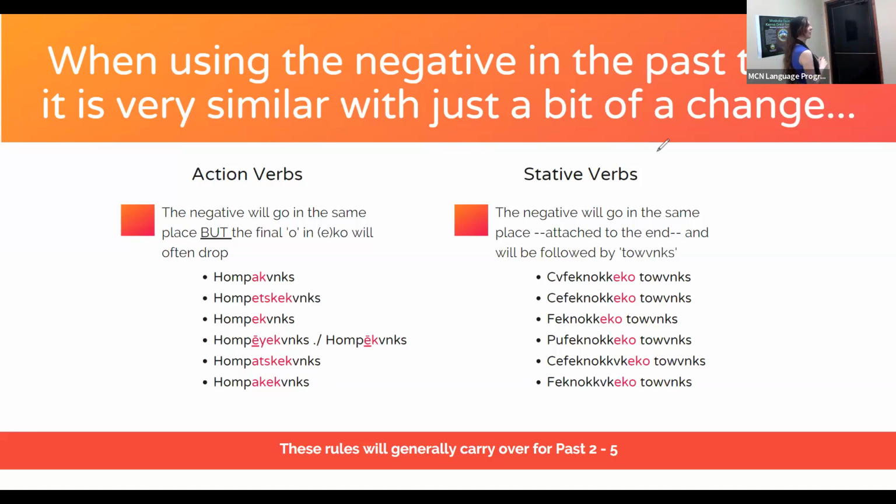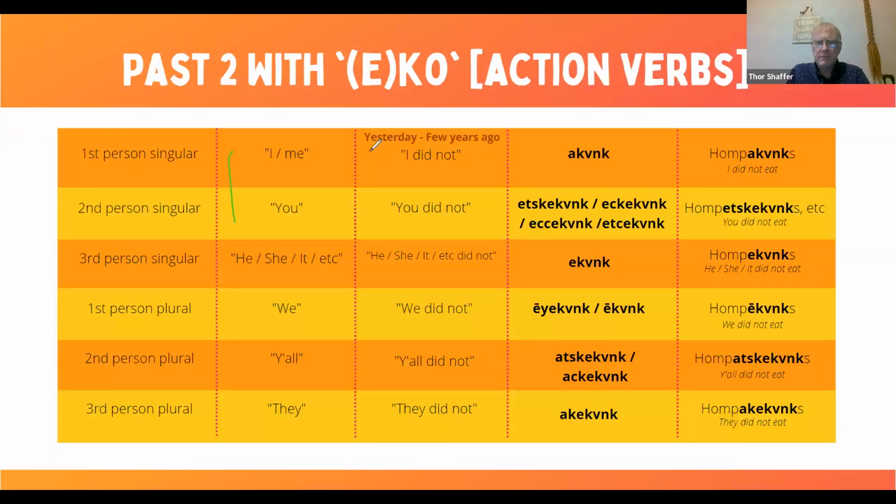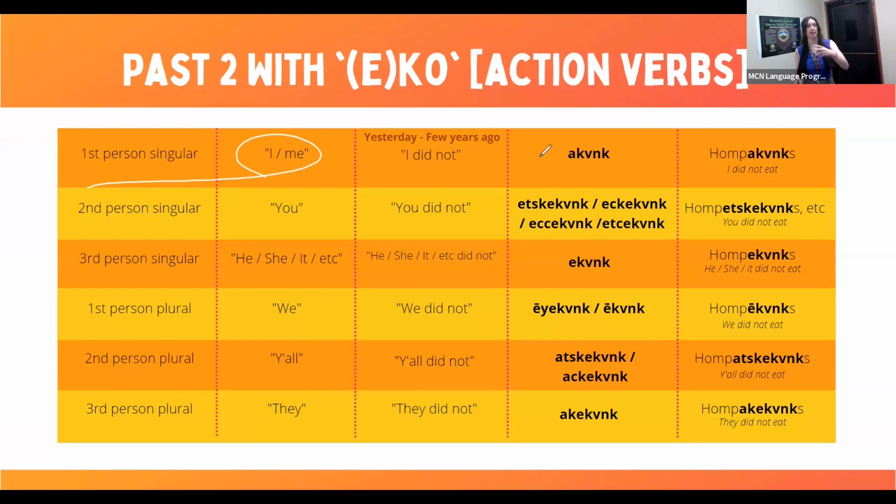I don't think so. There we go. Okay, here's the chart. Let's look at it. How's this green going to show up? Middle. Let's do how about white? Okay. So first person singular.